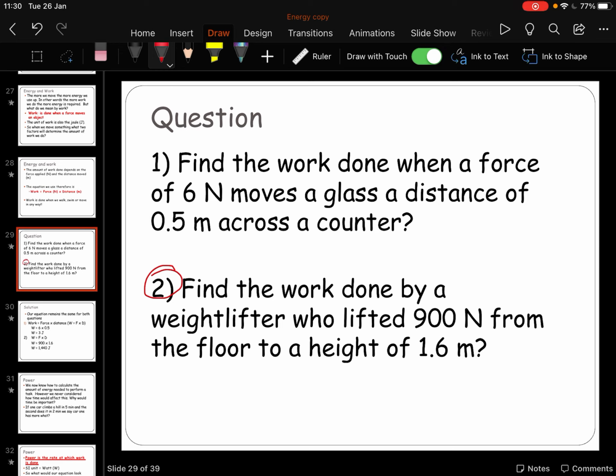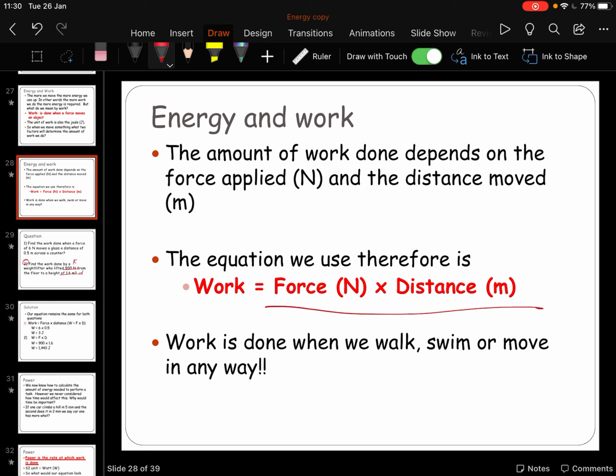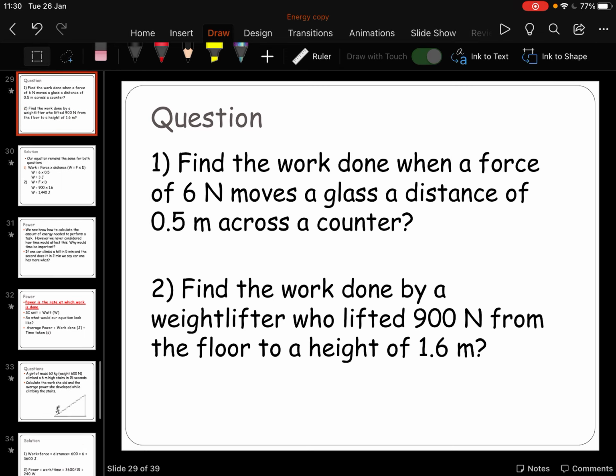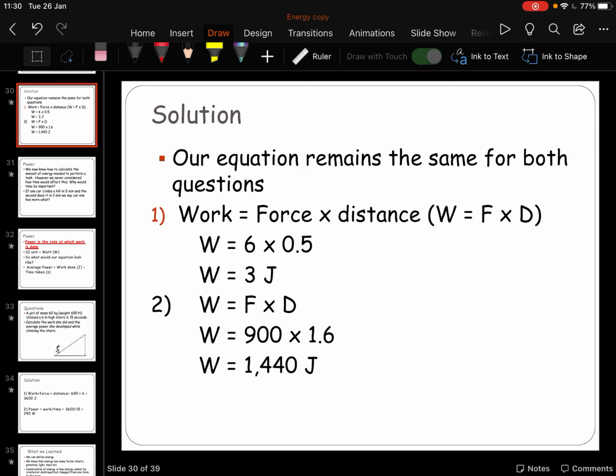So part 2: find the work done by a weightlifter who lifted 900 newtons from the floor to a height of 1.6 meters. So force and a distance. Force times distance. Okay? So do the maths in that one. Okay, so I'm assuming you got that done. You paused the video and worked away.